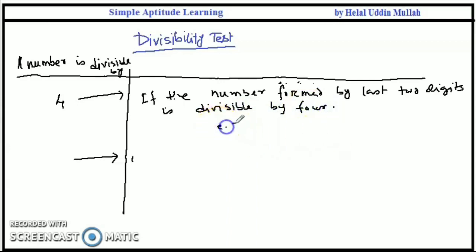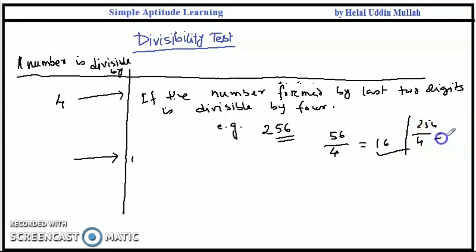For example, take a number like 256. We have to check the last 2 digits. 56 is the number made by the last 2 digits. If you divide it by 4, it is 14 times, so it is divisible by 4. So 256 is also divisible by 4. Now if we check 256 divided by 4, we will get 64. So yes, it is divisible by 4. In this way we can check a given number.